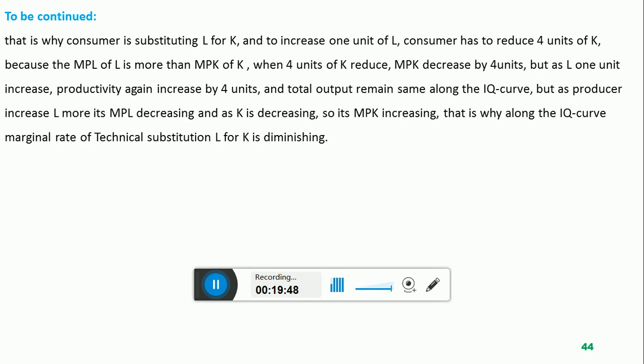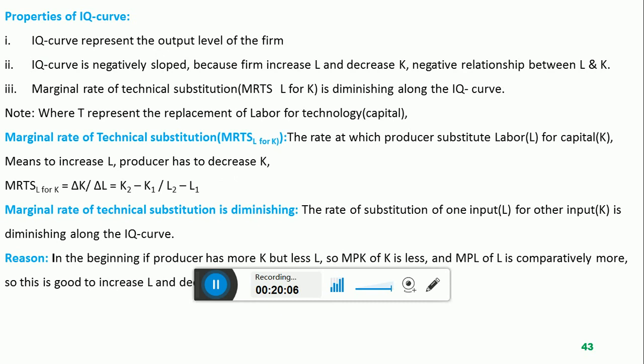So this is the reason: to avoid the situation that the MPL decreases and MPK increases, producer reduces the rate of substitution along the isoquant curve. Let me repeat again the marginal rate of substitution theory.